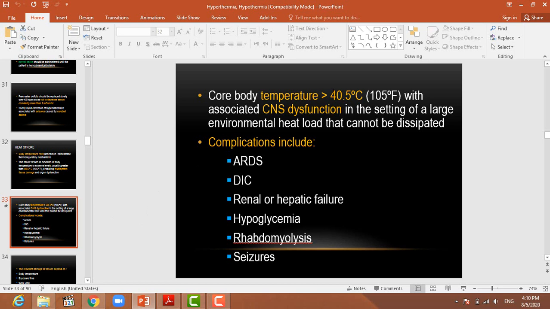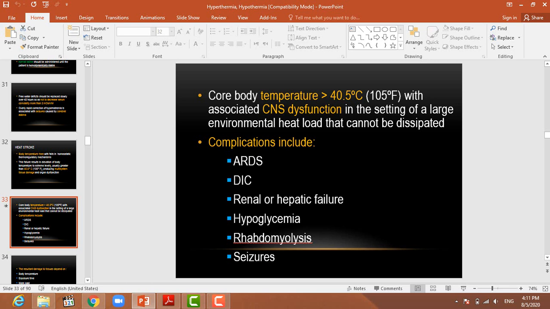This core body temperature is more than 40.5 degrees centigrade, above 105 Fahrenheit, and this is associated with central nervous system dysfunction in the setting of a large environmental heat load that cannot be dissipated. That means when we are working in a heated environment and you are unable to lose heat, this actually occurs in a hot and humid environment. When there is more water vapor in your surroundings, you cannot dissipate heat properly. That evaporation is not there. That means heat is stored in your body and your body temperature begins to rise.